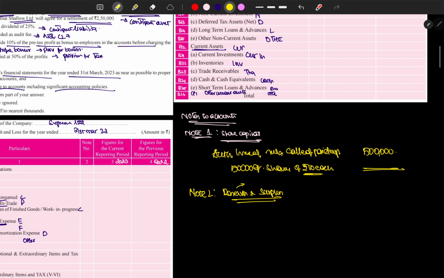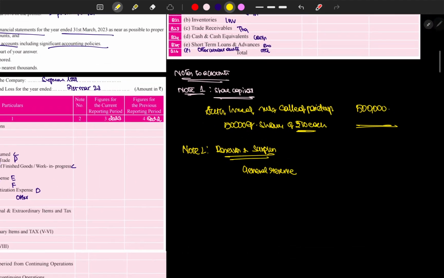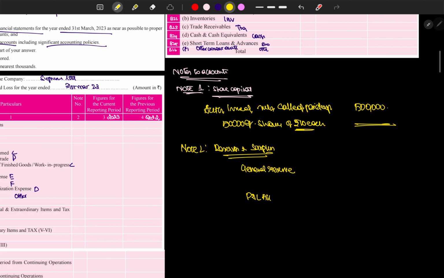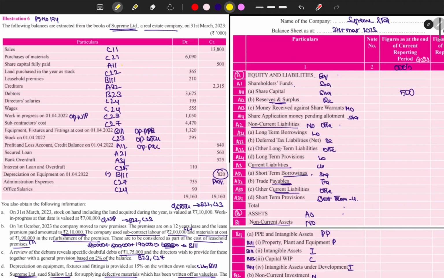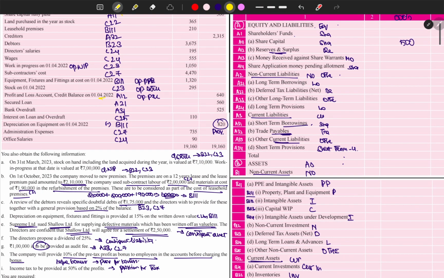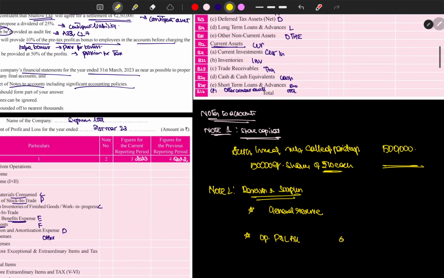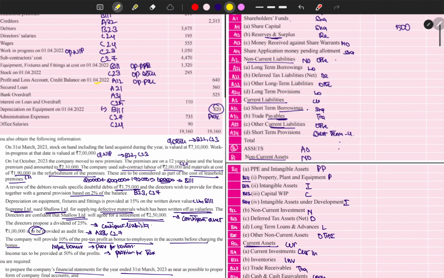Reserves are general reserves, securities premium reserve, revaluation reserves and all. Surplus is the P and L account. So general reserve. What's the general reserve we have and what's the P and L account? Opening, these are the two entries. General reserve A12. We have P and L account, which is 640. Any other A12?